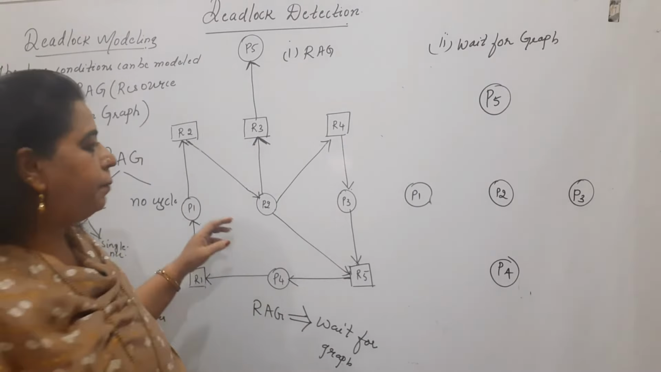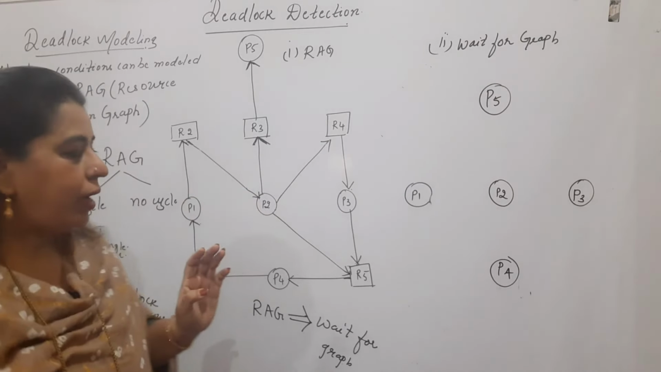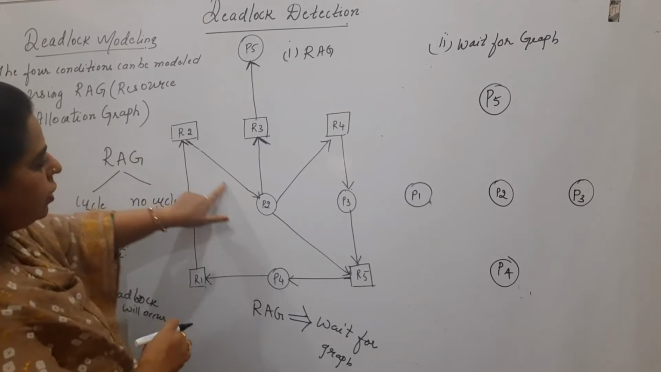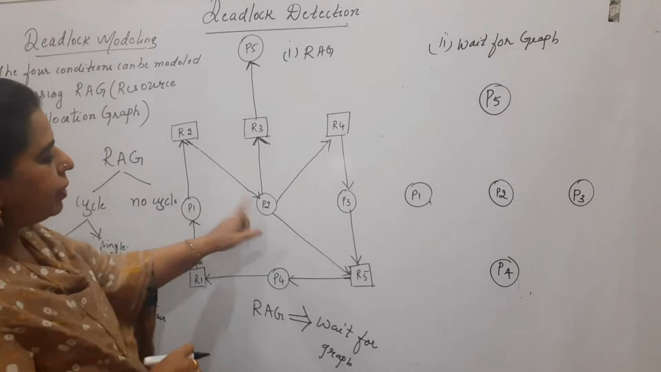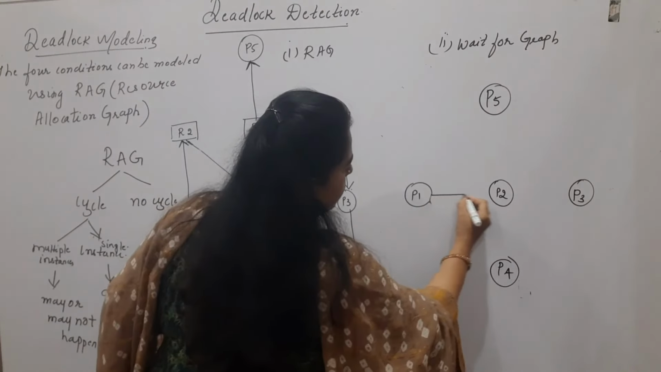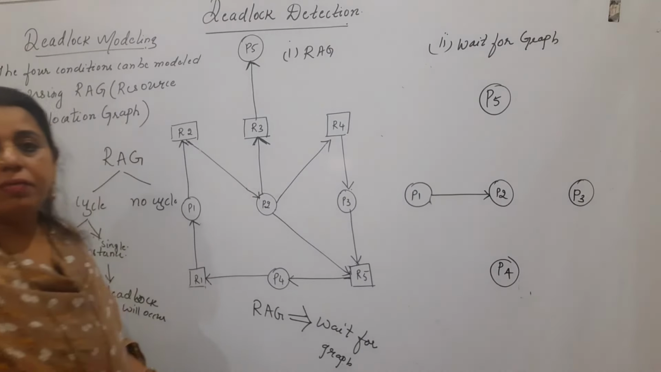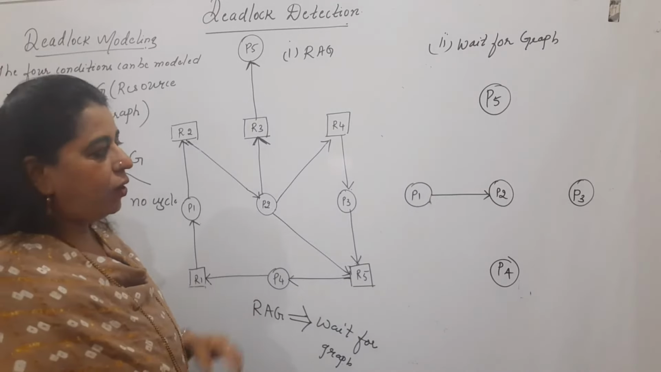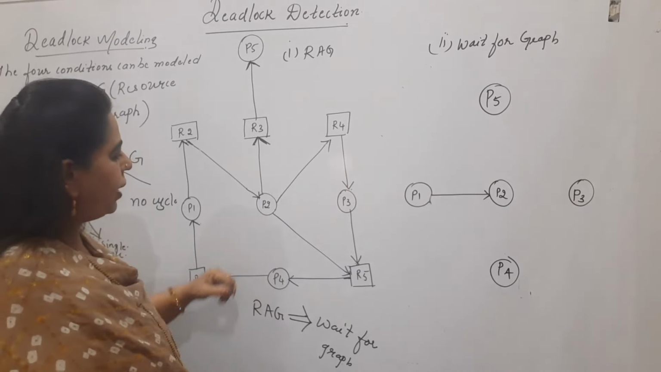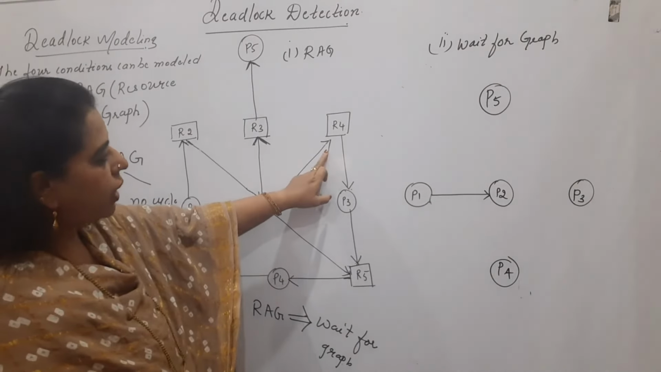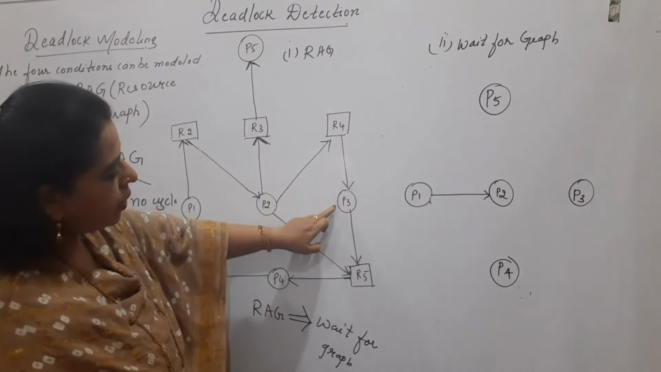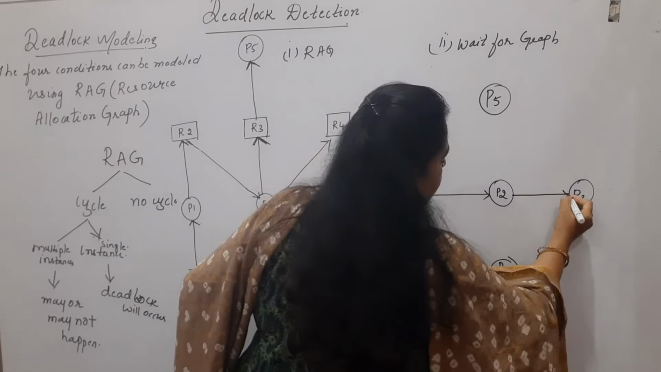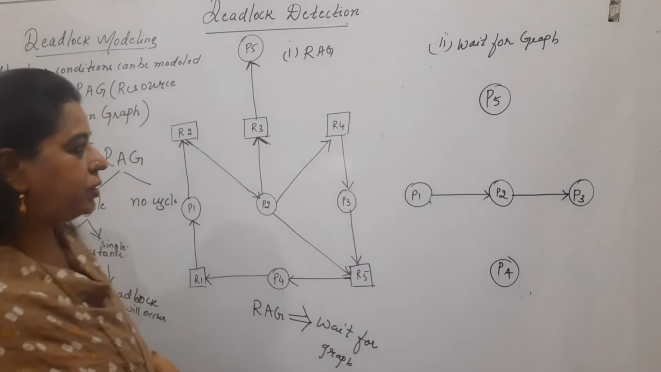Now let me see whether P1 is waiting for any process. P1 is requesting R2. R2 is assigned to P2. That means P1 is waiting for P2. So I can show it like this. Yes, P1 is waiting for P2. What about P2? Is P2 waiting for P3 or any other process, P4 or P5? P2 is requesting R4. R4 is assigned to P3. So P2 is waiting for P3 to complete its job.